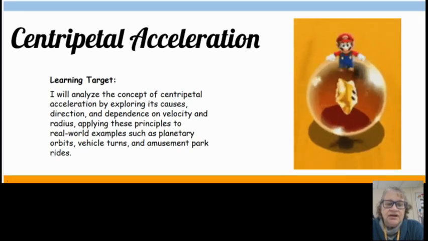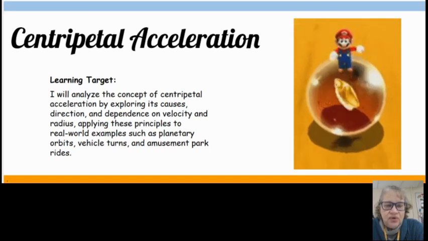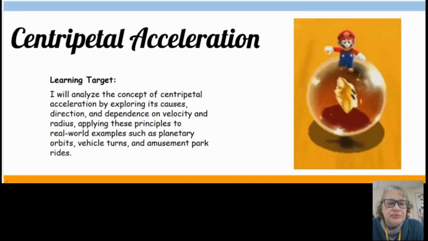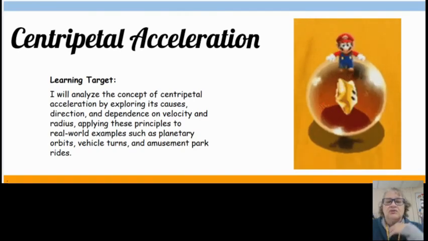Our learning target is: I will analyze the concept of centripetal acceleration by exploring its causes, direction, and dependence on velocity and radius, applying these principles to real-world examples such as planetary orbits, vehicle turns, and amusement park rides.